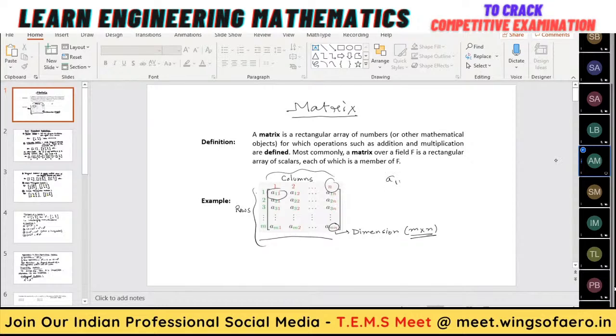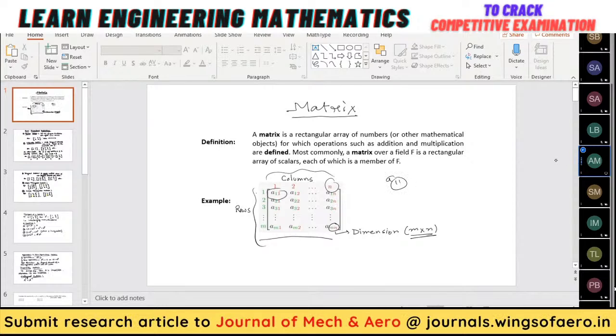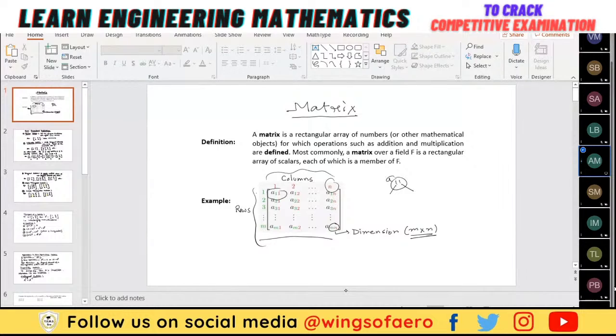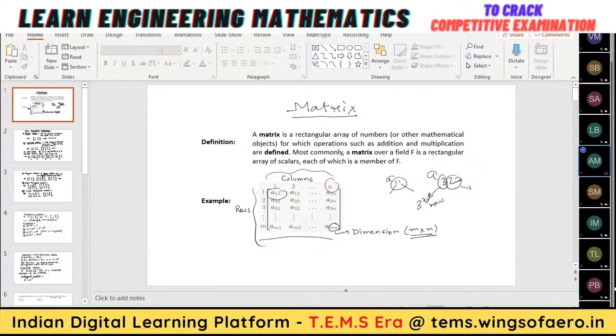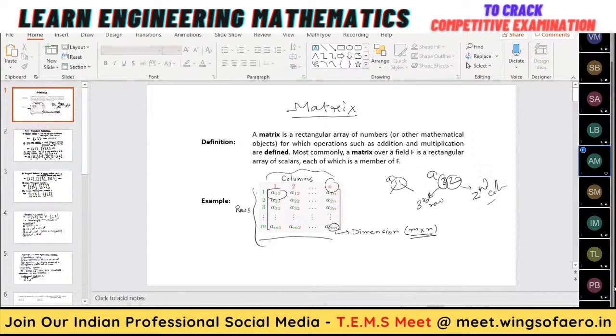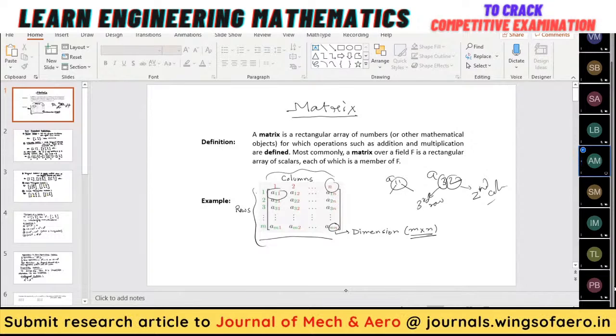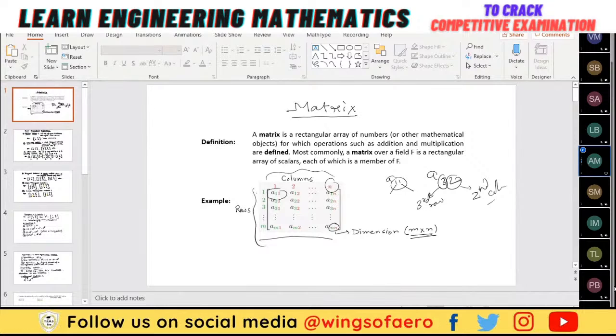So the dimension is defined as m cross n, and the elements of the matrix are defined as, look at this, A11, because first row and first column. The first number defines the row, and the second number defines the column. If I write A32, it means this is the third row and this is the second column. So each and every element of the matrix is defined by this notation, A11, A22, or A33, like this.